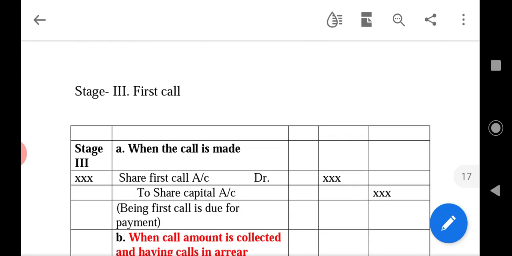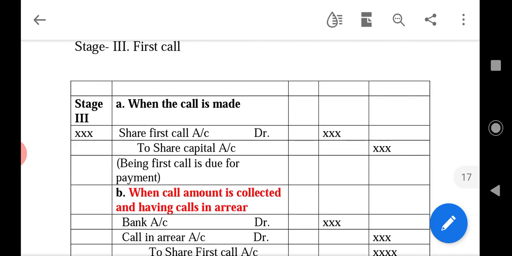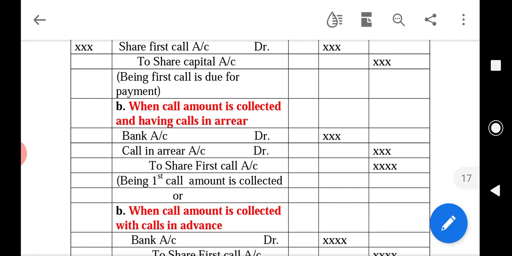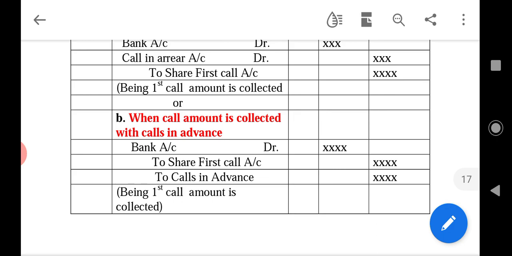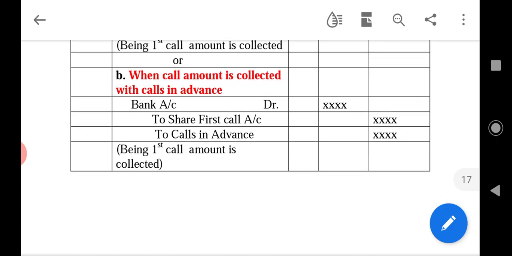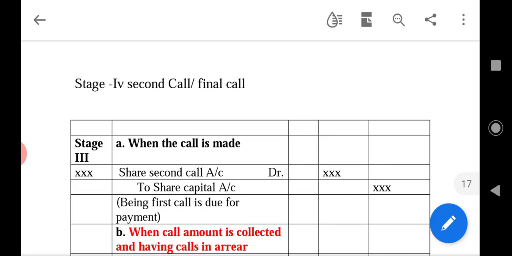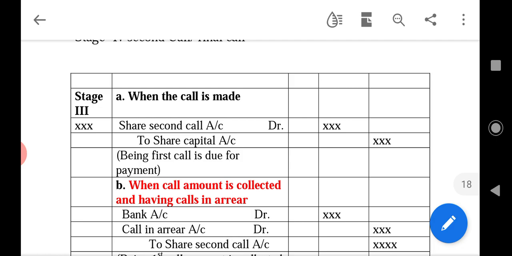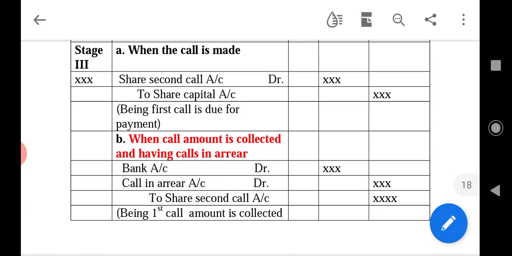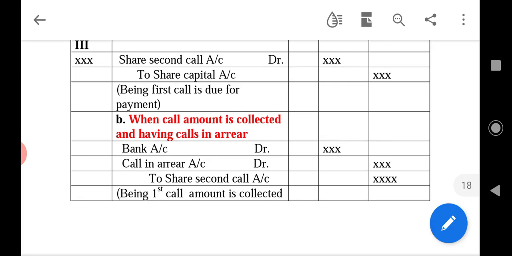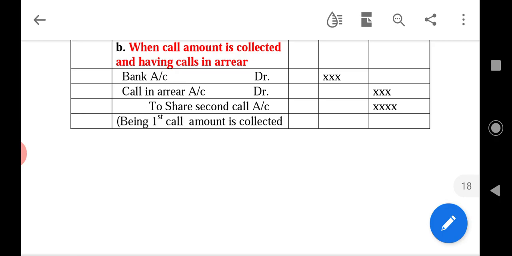In the first call stage, share first call account debit to share capital. When the call amount is in arrear: bank account debit and calls in arrear account debit to share first call account. When the call amount is collected in advance: bank account debit to share first call account, so credit to calls in advance. In the same way for the second call: share second call account debit to share capital, and when the call amount is collected, bank account debit and calls in arrear account debit to share second call account. I brought all the journal entries discussed in the previous 3 videos, consolidated and presented in one form.